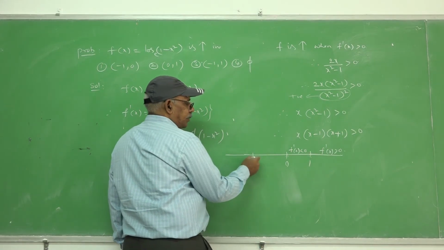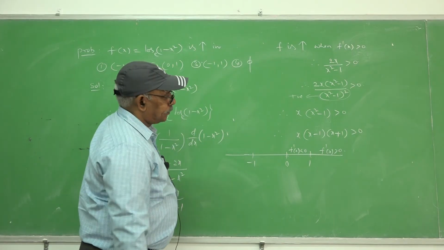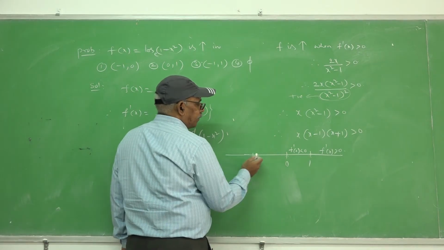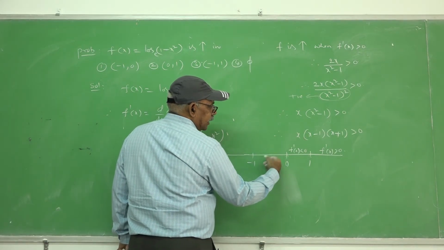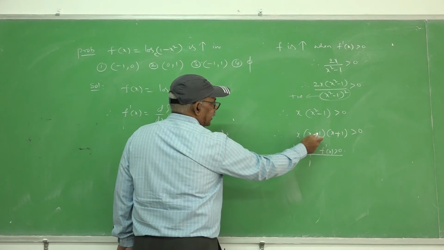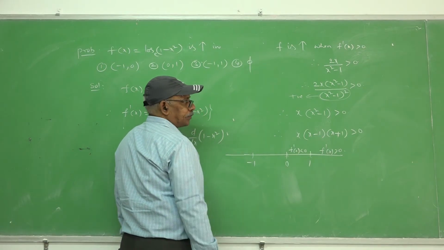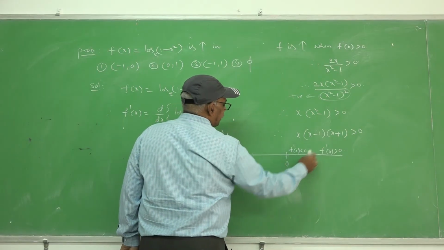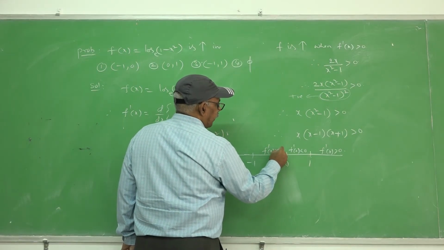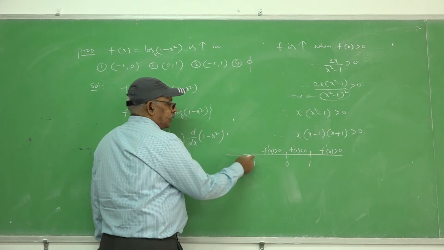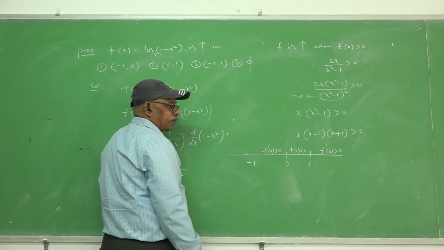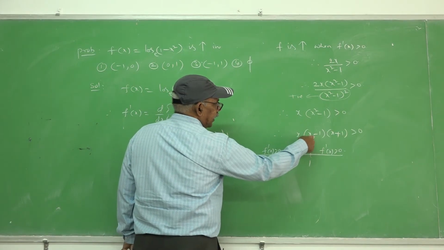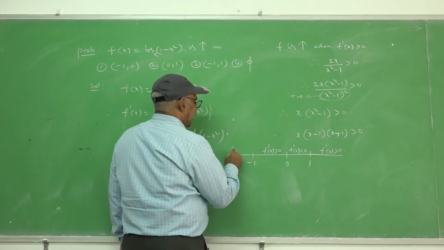Similarly, whenever x lies between minus 1 and 0, whenever x is less than 0 and more than minus 1, x is negative because less than 0, x is negative. x minus 1 is still negative. x plus 1 is positive. Negative, negative, positive, so positive. In this case, x less than minus 1, this is negative, this is negative, this is also negative, hence totally negative.